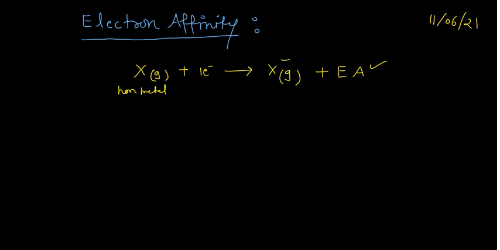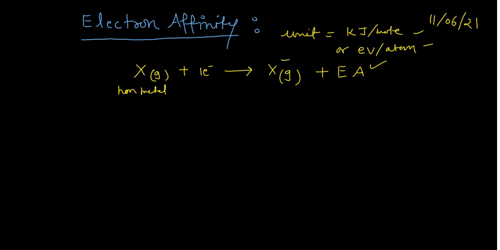And what is the unit of electron affinity? The unit is kilojoule per mole. You can also write electron volt (eV) per atom. Either of the units you can use.